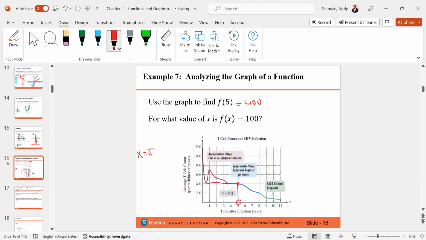Now, for which value of x is y equal to 100? 100 would be half of this one, right? So what should x be? You can project it and go all the way to the graph. Some of you might say this x is 9, right? So that means x is 9. That means f of 9 equals 100. So x equals 9.